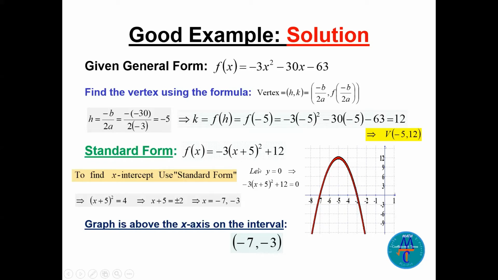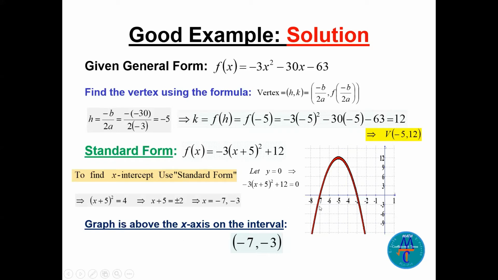You can find the x-intercepts by putting y equals 0. These are the numbers here in the x-intercept, minus 3 and minus 7. You can do that. And now we need where the graph is above the x. See, here is above the x there. See, above the x, we say from minus 7 open to minus 3 above the x.